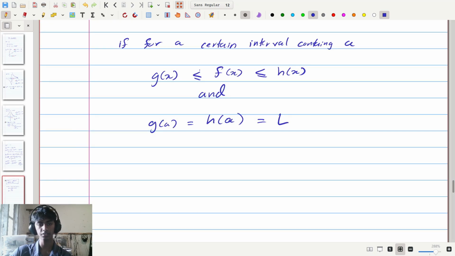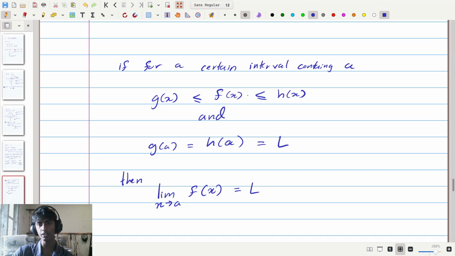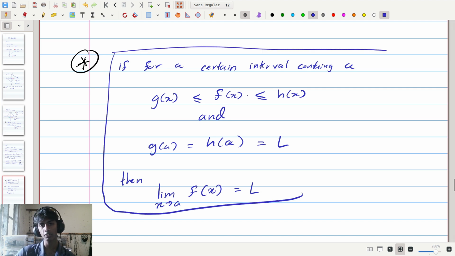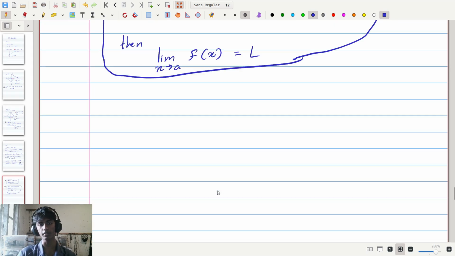In this case, we can say then, this is the actual part of the theorem, that the limit as x approaches a of f(x) is also equal to that same value L. The intuition behind this is to simply imagine what these functions look like on a graph and then understand that this has to be the case. So if we draw this out on a graph, we can clearly see why the limit as x approaches a of f(x) is also equal to L.